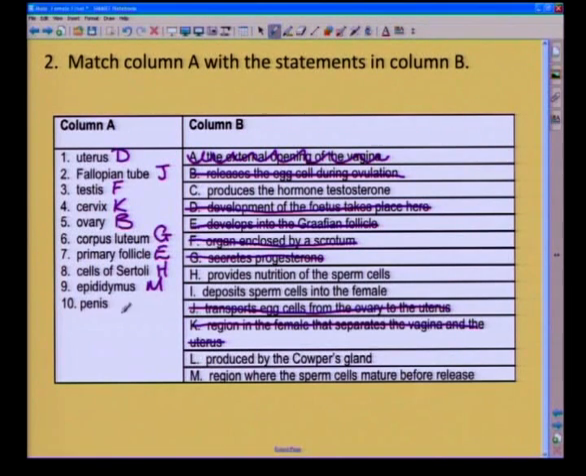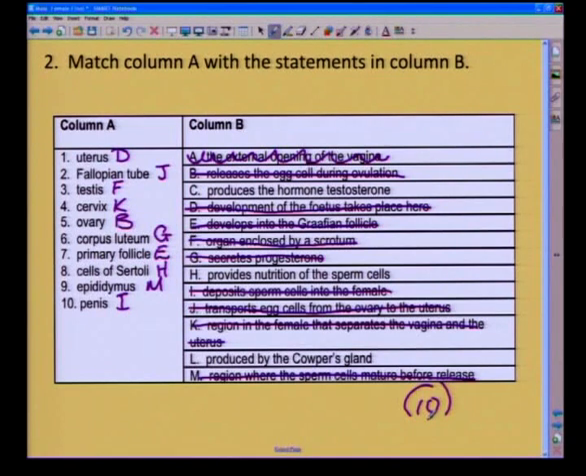All right, and then the last one, the penis. What is the penis's job? People, right here, deposits sperm into the female. So that would be I. All right, so there you go. Quick 10 marks, and you say 10 marks.